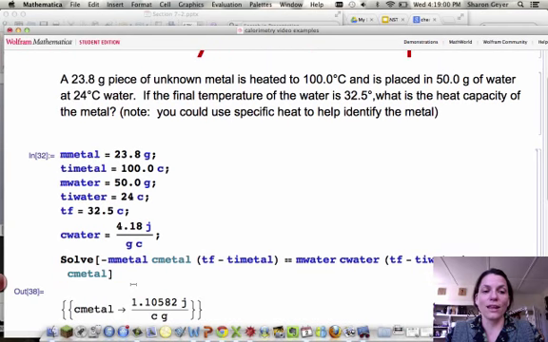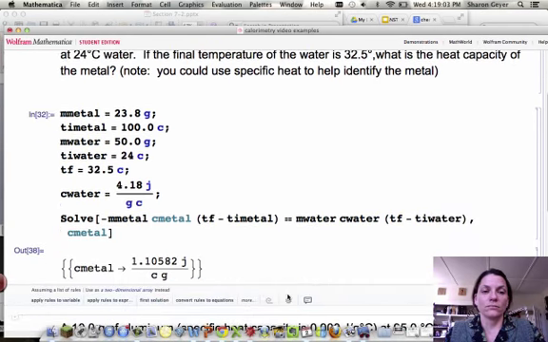Shift return, and voila. The specific heat of the metal is 1.11 joules per gram degree Celsius. Woohoo! It all worked. Now, did you know that specific heat is an intensive property?